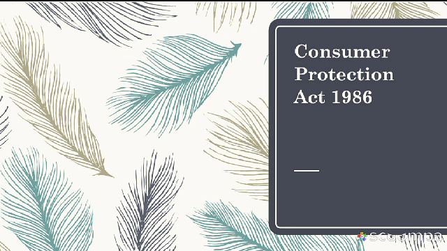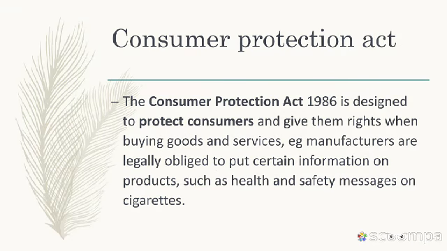Today I'm going to tell you about the Consumer Protection Act 1986. Now, what is the Consumer Protection Act? The Consumer Protection Act 1986 is designed to protect consumers and give them rights when buying goods and services. For example, manufacturers are legally obliged to put certain information on products, such as health and safety messages on cigarettes.